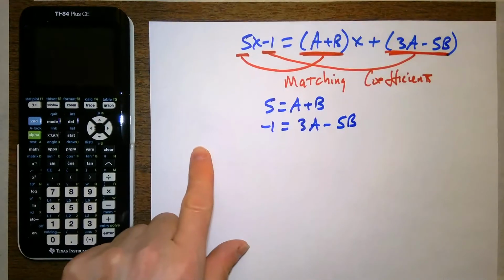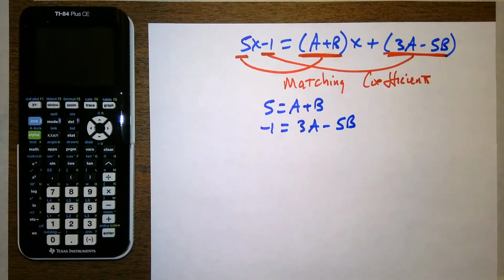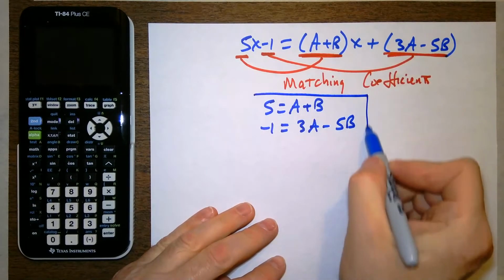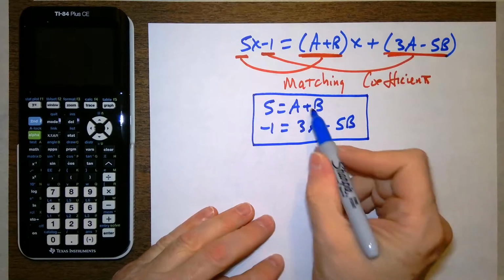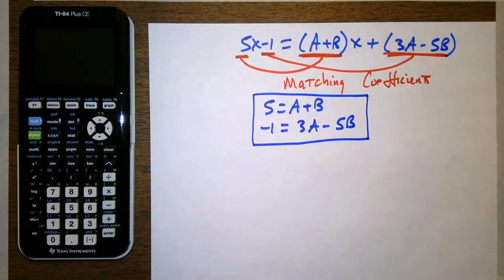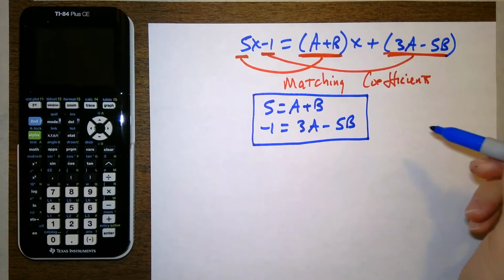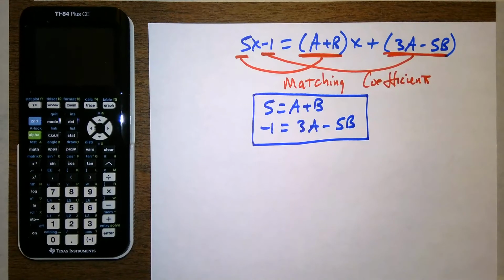Now take a look at what we've created. We've created a little system of equations. Two equations with two variables. And I need to solve for the a and the b. And don't forget, the a and the b represent the numerators from the partial fraction decomposition.